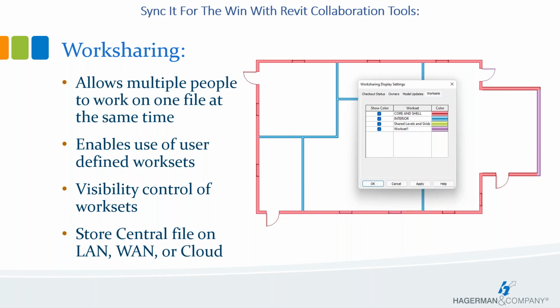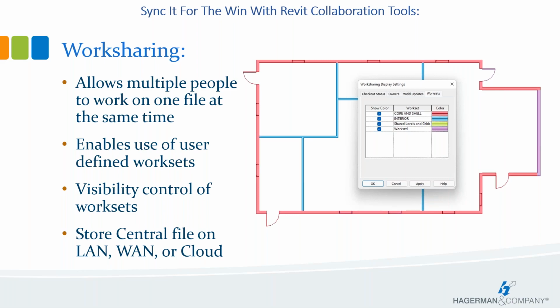So I actually worked on a project where we did just this, and it really helped us because we had a team for just the interior and a team for just the core and shell. And with each team using a different workset, we were able to maximize our productivity and avoid a lot of potential modeling conflicts, as you'll see in our demo.